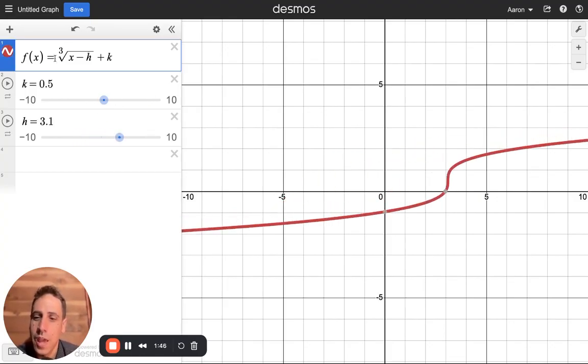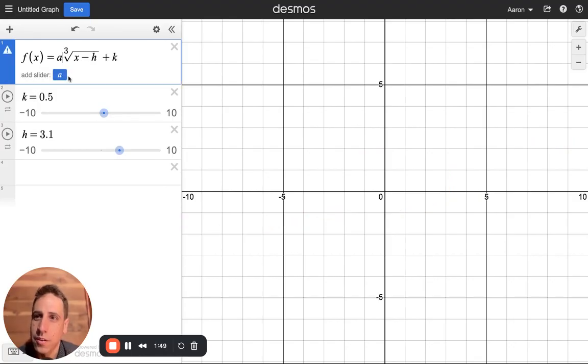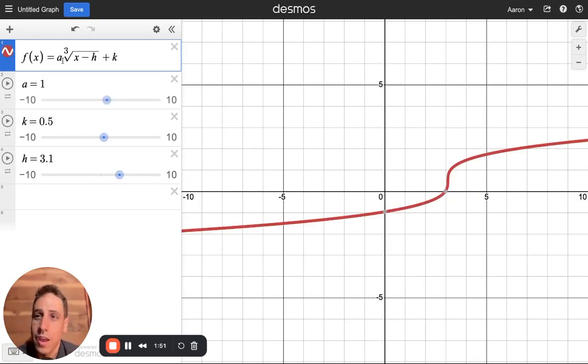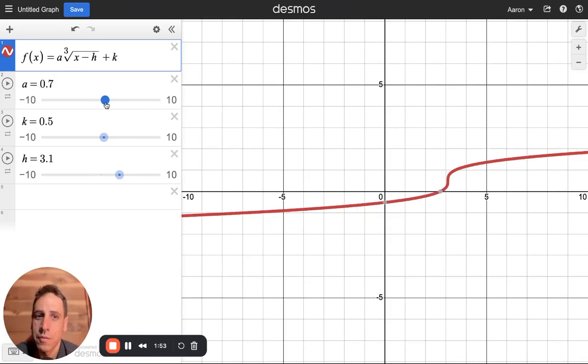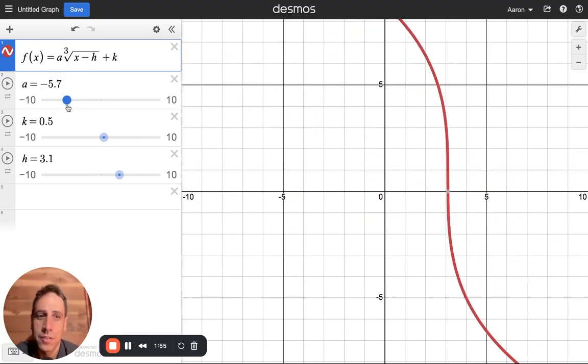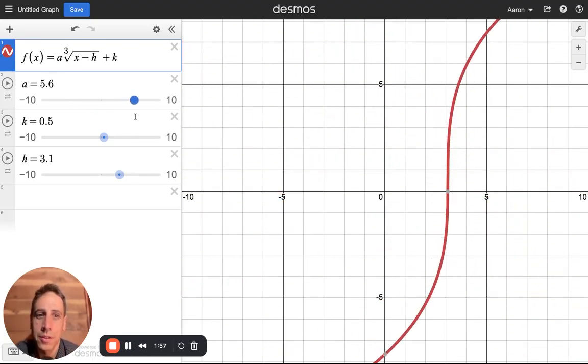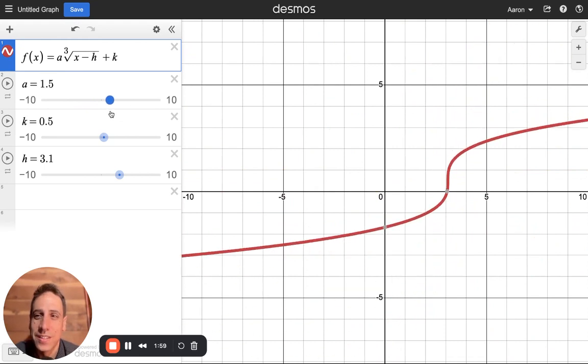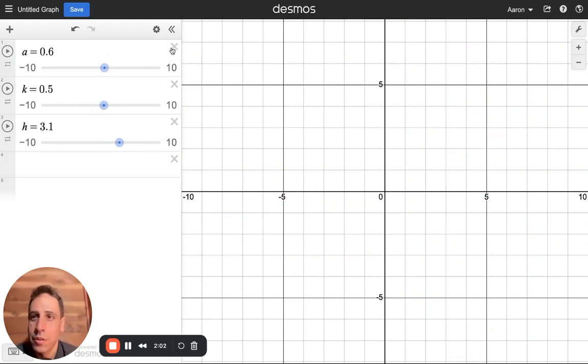Oh, I'm going to put an a out in front also. a, add a slider, a. So this is outside multiplication, so you know it's going to be a vertical dilation. Look what happens when it's negative. Look what happens when it's positive. Isn't that fun? All right, let's do a whole completely new one.